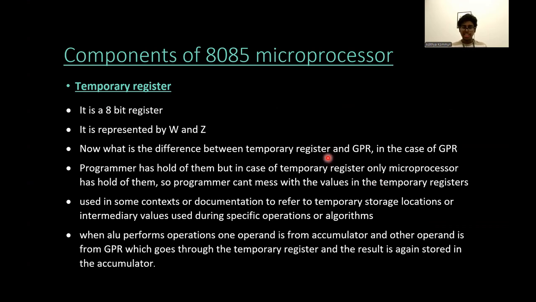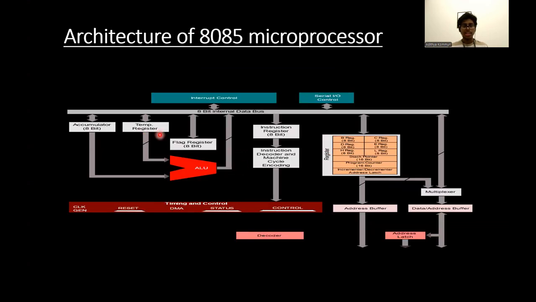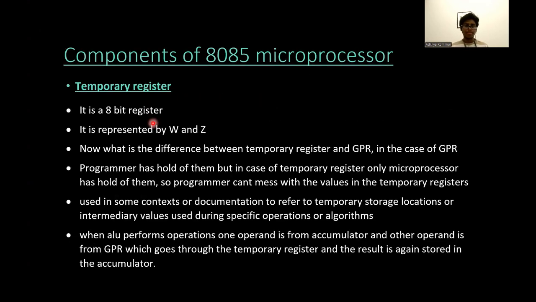Temporary registers. It is an 8-bit register which is located aside the accumulator. Here is the temporary register. It is represented by W and Z. There is a slight difference between the temporary register and GPR. In case of GPR, the programmer has complete hold of the GPR and could manipulate the data in it, whereas with the temporary register, the programmer can't access or manipulate what's in it. Only the microprocessor has full access to the temporary registers.